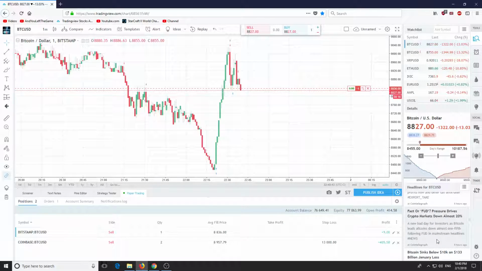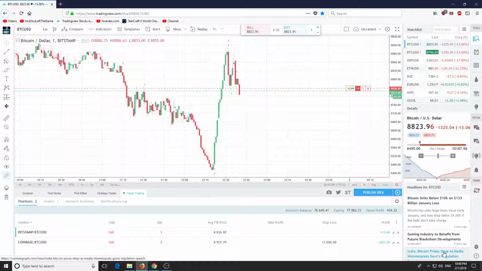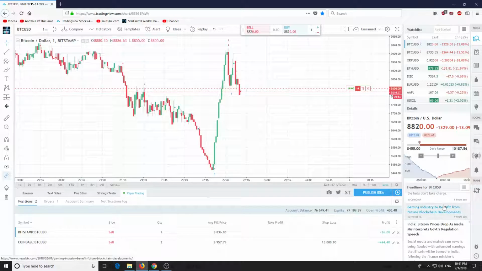Factor FUD, FUD. Pressure drives crypto markets down almost 20%. A new bad day for investors as Bitcoin leads alternative coins down almost one fifth following FUD in mainstream headlines. Bitcoin sinks below 10,000 on 133 billion general loss. So as you can see, this value, as much as it was incredible, doesn't really mean much if you can lose 133 billion in value in just one month.